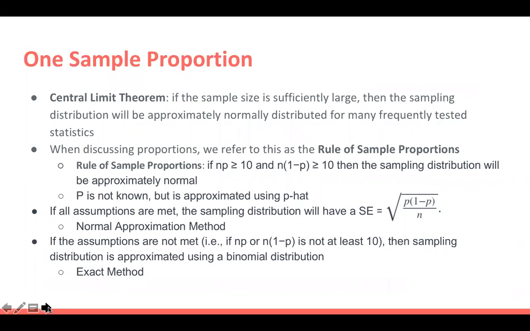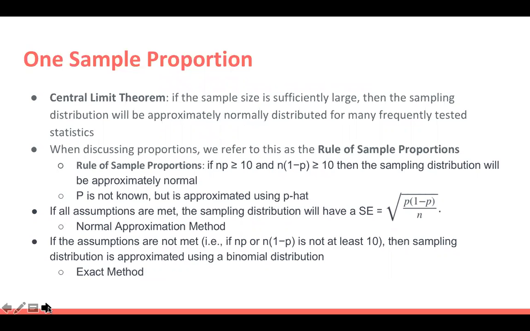So when we're talking about proportions, we refer to this as the rule of sample proportions. So it really just states that if your sample size and your proportion agree with your assumptions, which is that you have at least 10 successes and 10 failures in your sample, then the sampling distribution will be approximately normal. So if all of your assumptions are met, then the sampling distribution will have a standard error of the square root of p times 1 minus p over n. Then you will use the normal approximation method for that.